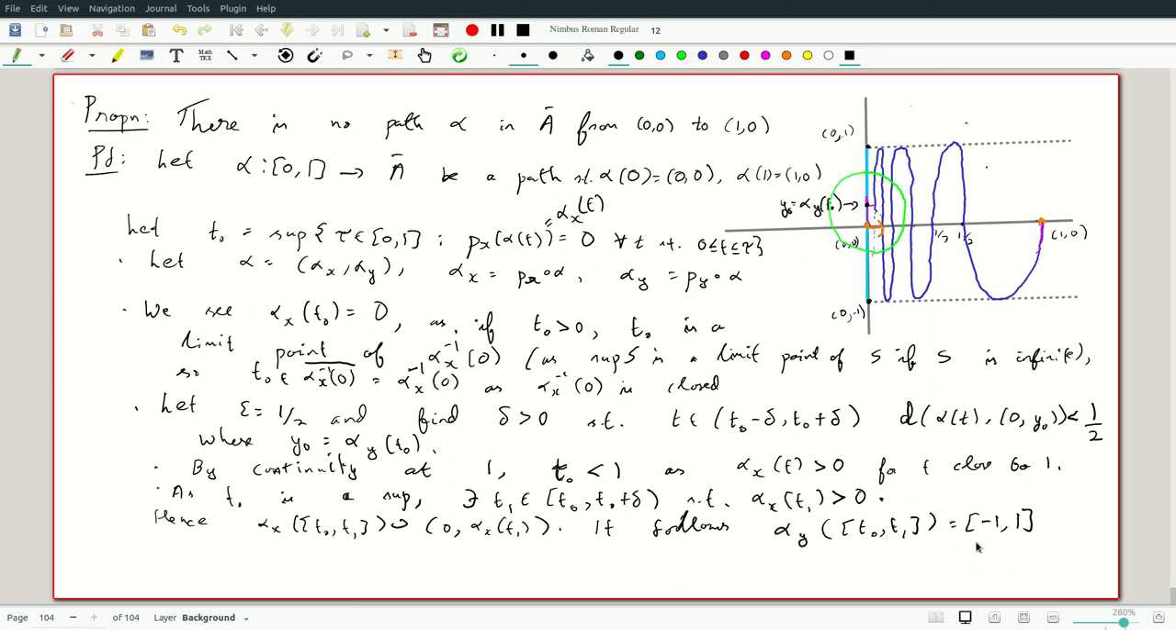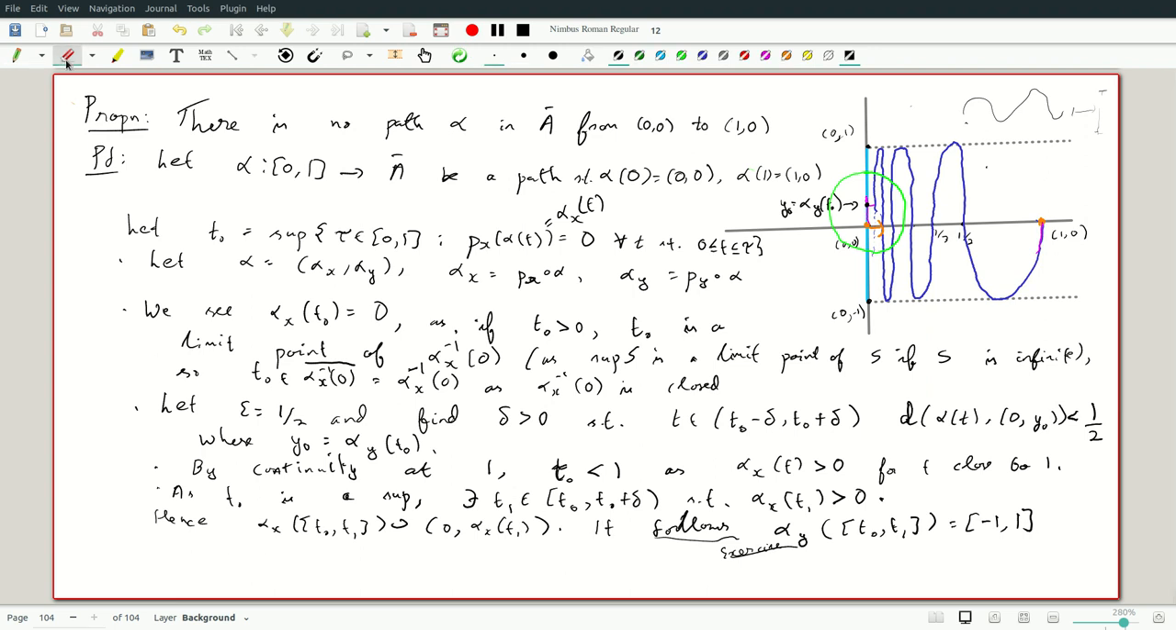I'll leave this part as an exercise. The thing is that sine keeps oscillating, so after every point you will still attain all values between minus 1 and 1. In this case, because we have taken the reciprocal, between 0 and any point you will attain every value between minus 1 and 1. Alpha y is determined by alpha x because you're lying on the graph. So alpha y of t0 t1 equals minus 1 to 1.